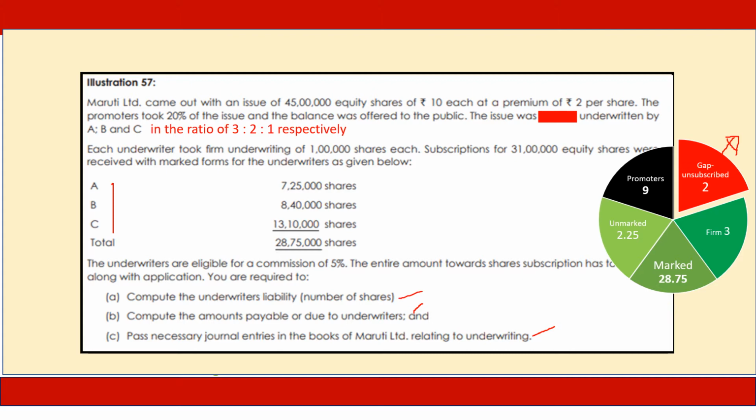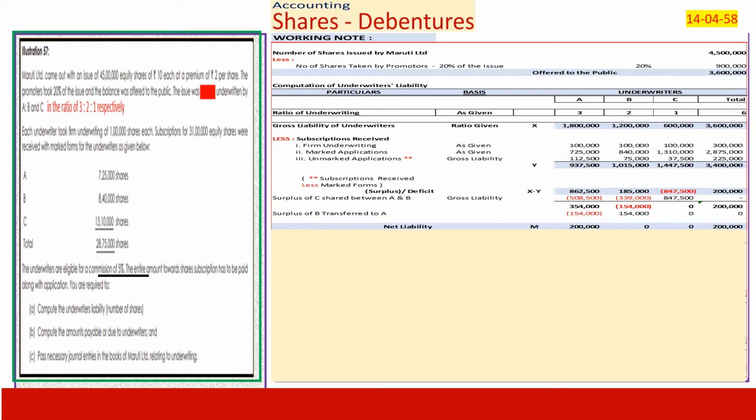If we understand how the underwriting works and how the gap is distributed, this problem will give a wonderful awareness about the working of the public offer system. Let us take the illustration straight away.